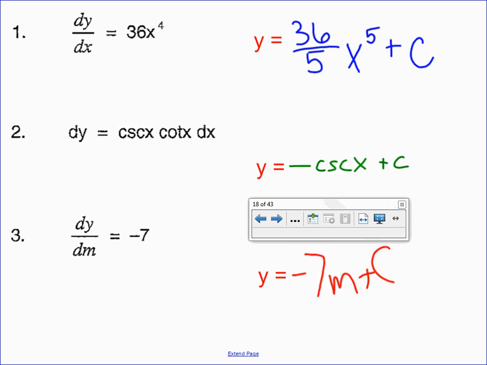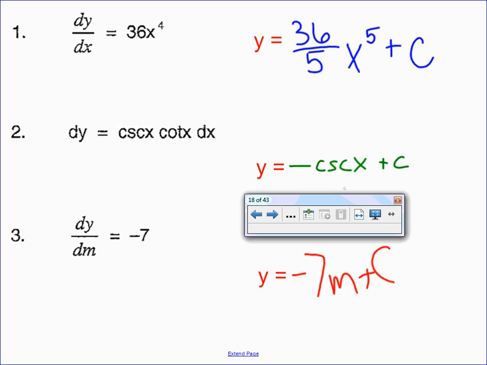And we can always check by differentiating. 36/5 times 5 x to the fourth. The 5 over 5 cancels, and we're left with the original 36x to the fourth. Nice job. Raise your hand if you had one correct. Good job with assignment number 2. This is negative cosecant of x plus c. Raise your hand if you had an antiderivative that matched number 2.